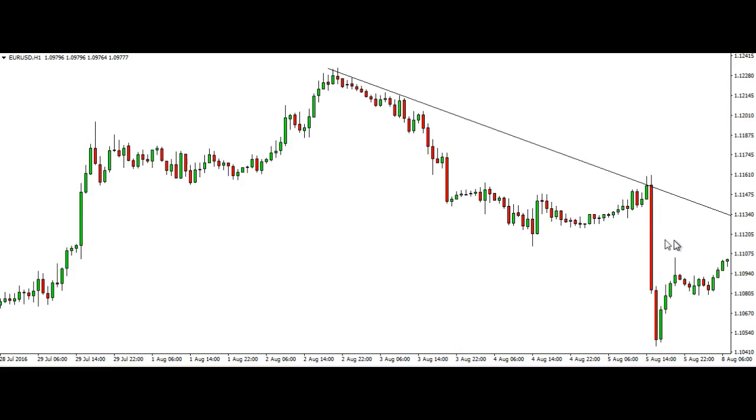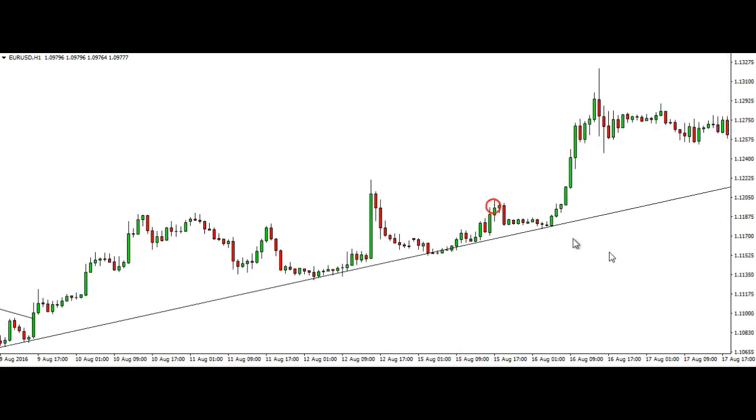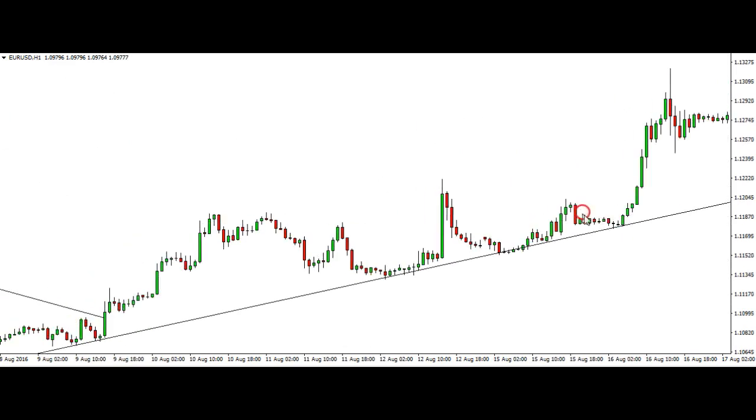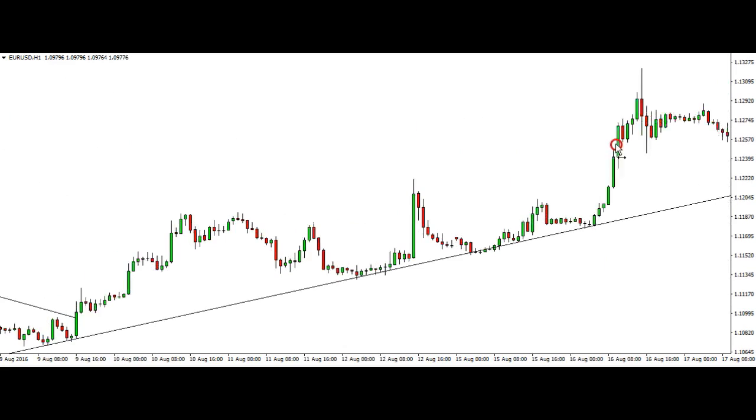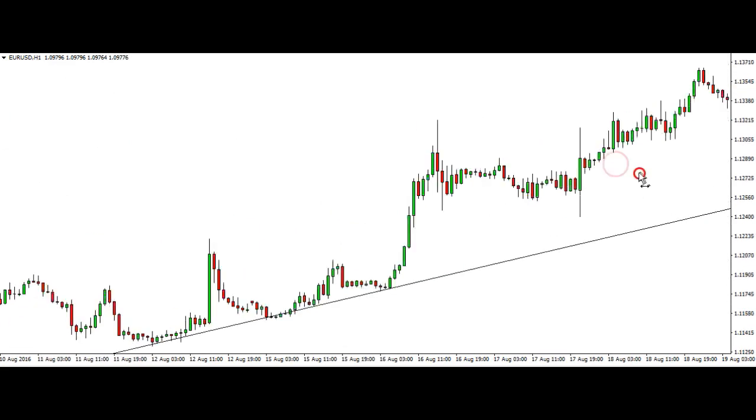So let me zoom out a bit. So we are here and we are getting a bull candle. So this could have been our buy signal to enter into the market, which would have turned out a great trade, as you can see.